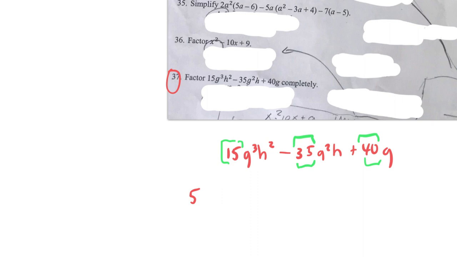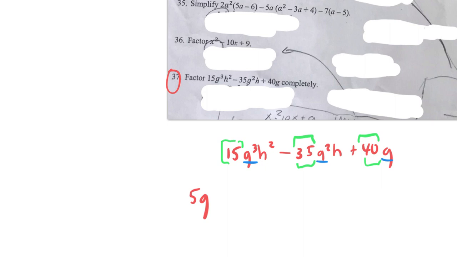Then I would focus on the g terms. And I would ask myself, what's the greatest common factor of g cubed, g squared, and g? Well, the greatest common factor of those would just be g, because g times 1 gives you g, g times g gives you g squared, and g times g squared gives you g cubed. So in other words, g is the number that divides into all of these. So I would write g.